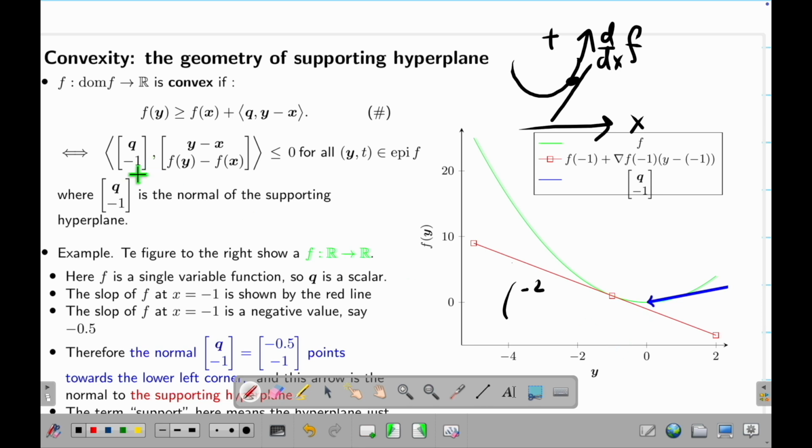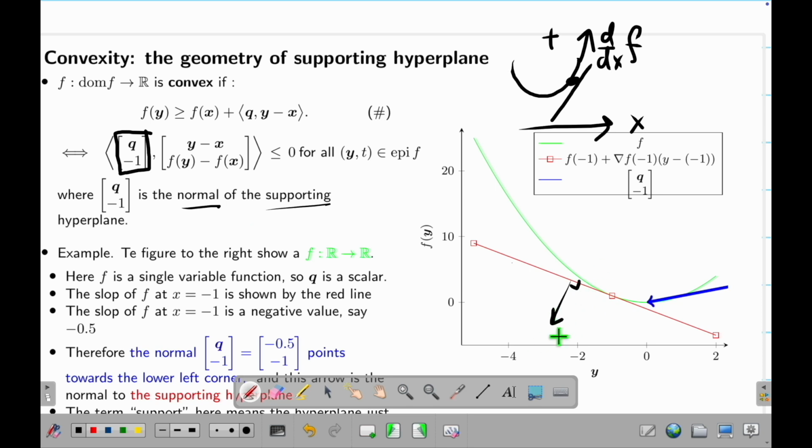And then what's the y thing? y is negative 1. So we have a vector like this. The coordinate is 0; x points to negative 2, y points to negative 1. What is this arrow? This arrow is exactly this arrow. That means this line has a 90-degree angle. It's normal to the support.